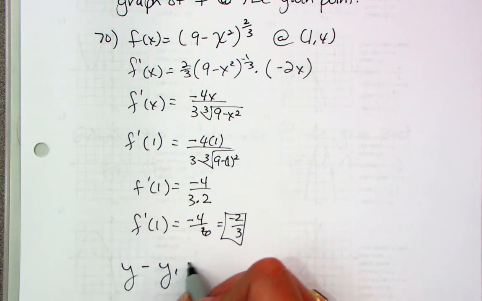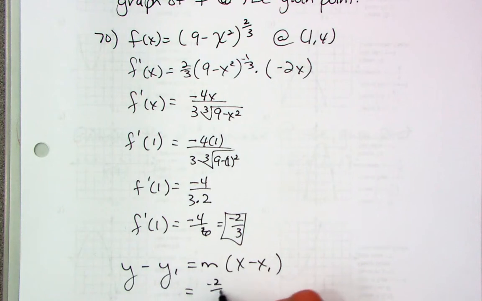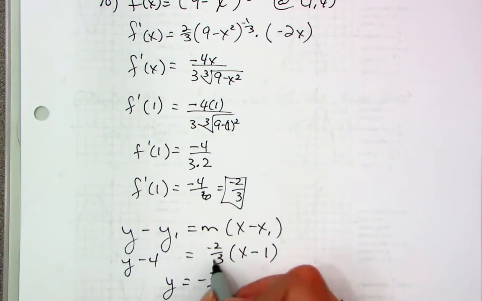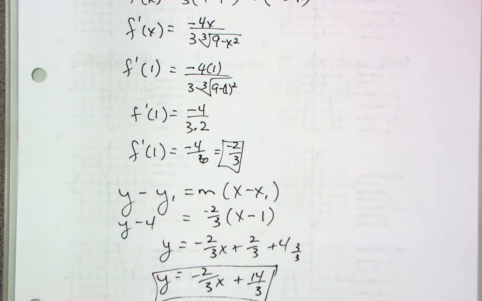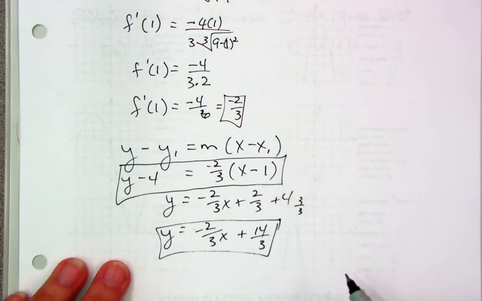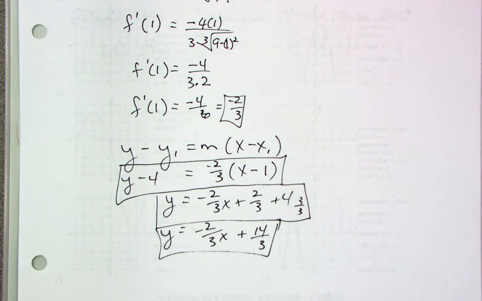Y minus y1 equals slope times x minus x1. So I have the slope of the tangent line, and 1 and 4. There it is in slope-intercept form. I don't know, maybe the back of the book, I don't remember. Might want you to leave it in point-slope form. Sometimes they even leave it like this. It's good to practice all the way through.